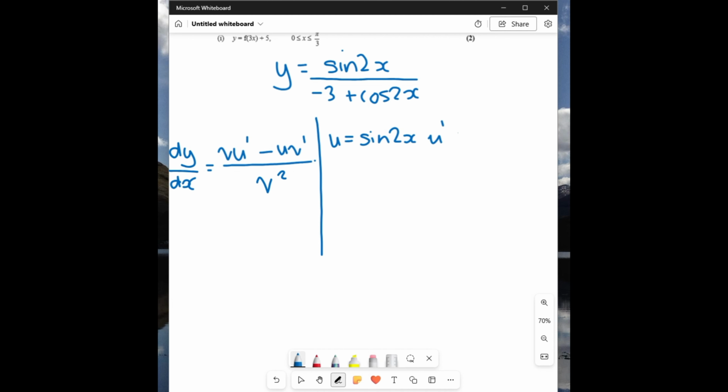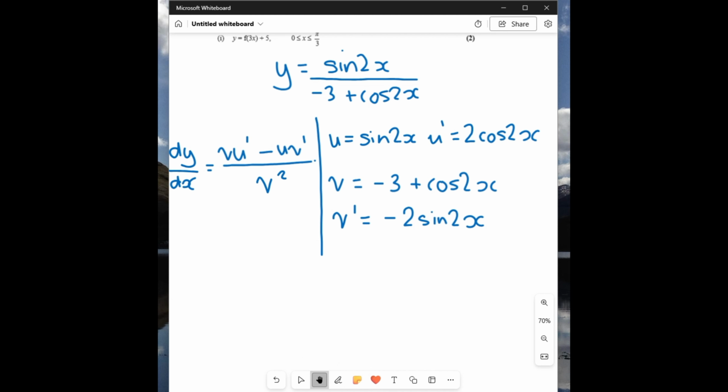So that's u. The first derivative of u will bring the coefficient of x in front, and then sine differentiates to positive cos. So it will be 2 cos 2x. And then v is minus 3 plus cos of 2x. I'd normally write v next to it, but I'm going to have to write underneath, I'm going to run out of room. So minus 3 will differentiate to 0. And then cos differentiates to minus sine, but we've got to bring that 2 in front as well, which is minus 2 sine 2x. You can check that using the chain rule, but if you're happy with that, then we can just do that. So we have this now.